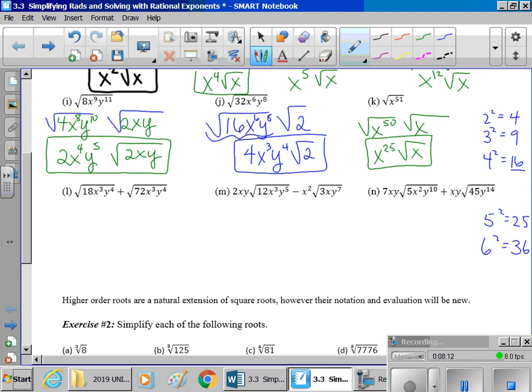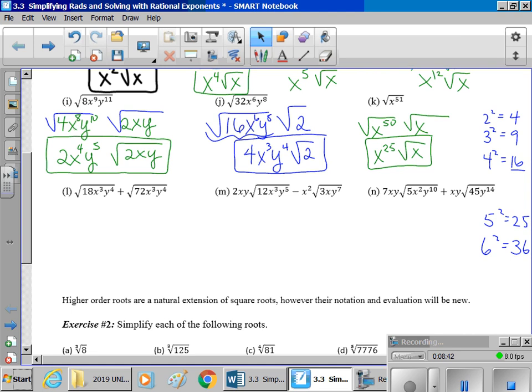So L, M, and N is basically saying what happens when we add radicals. Well, the one thing you have to remember when you add radicals is that, just like with like terms, they have to be exactly the same. All right, so for example, with L, and I think I'm only going to do L. We can do M and N in class if you want to go back and take a look at them. So let's take a look at L, and we're going to take these separately.